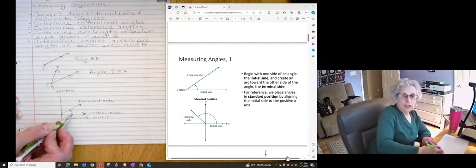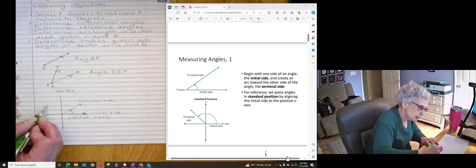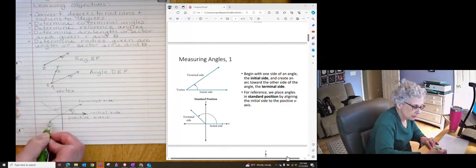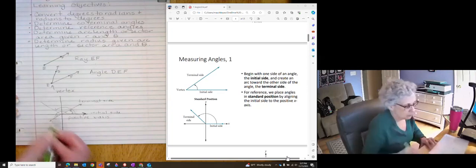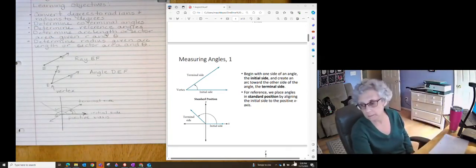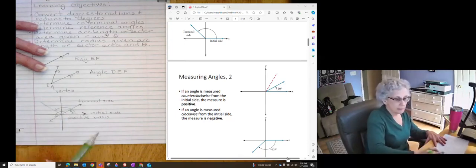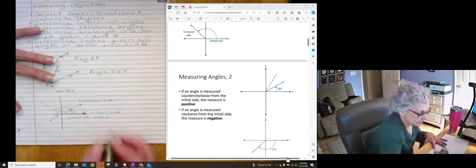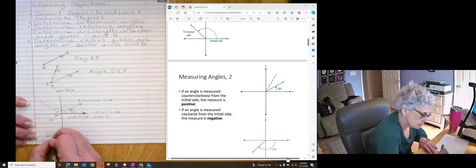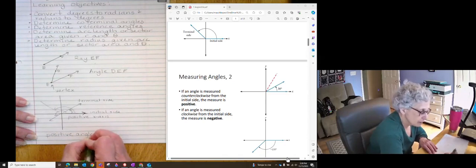And then we measure counterclockwise to the terminal side, which could be here. It could be all the way over here. But we start there on the positive x-axis. You notice when I drew my picture, I went counterclockwise. That's a positive angle measure. Positive angle measure is counterclockwise.